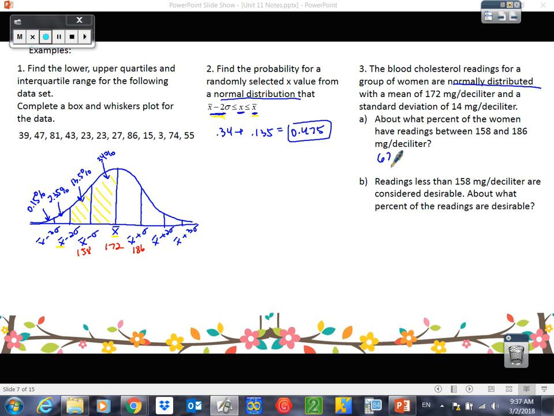So 68%, and normally it's just fine to read back what they said. 68% of women have readings between 158 and 186 milligrams per deciliter. That's how we write our answers. Okay? For those of us that like to conserve energy, it's just going to take you about 5 seconds longer. It'll be okay. We're just going to write that out. 68% of women have readings between 158 and 186 milligrams per deciliter.